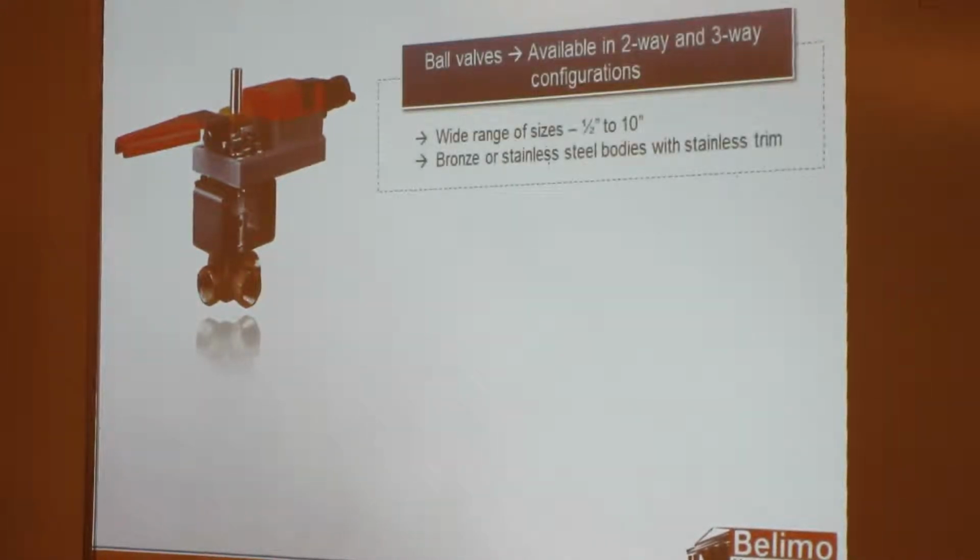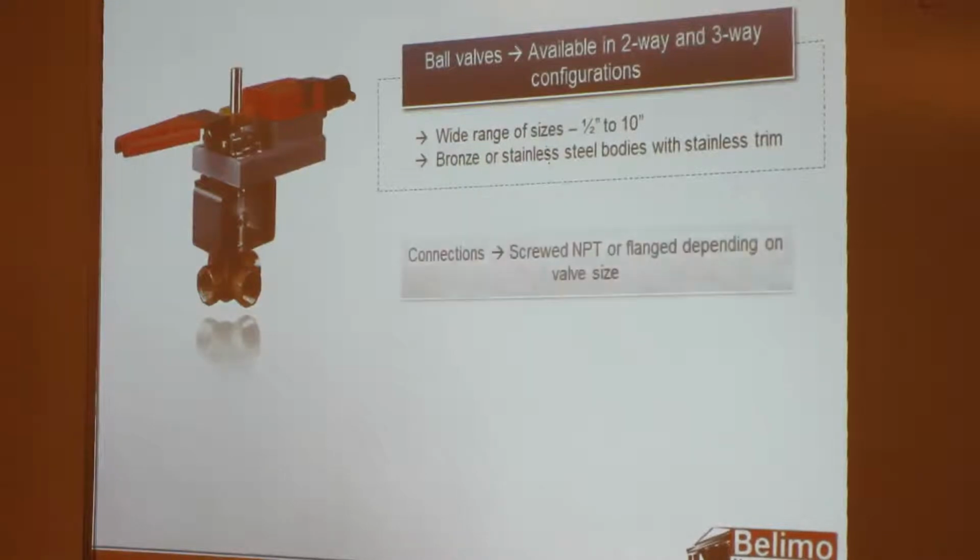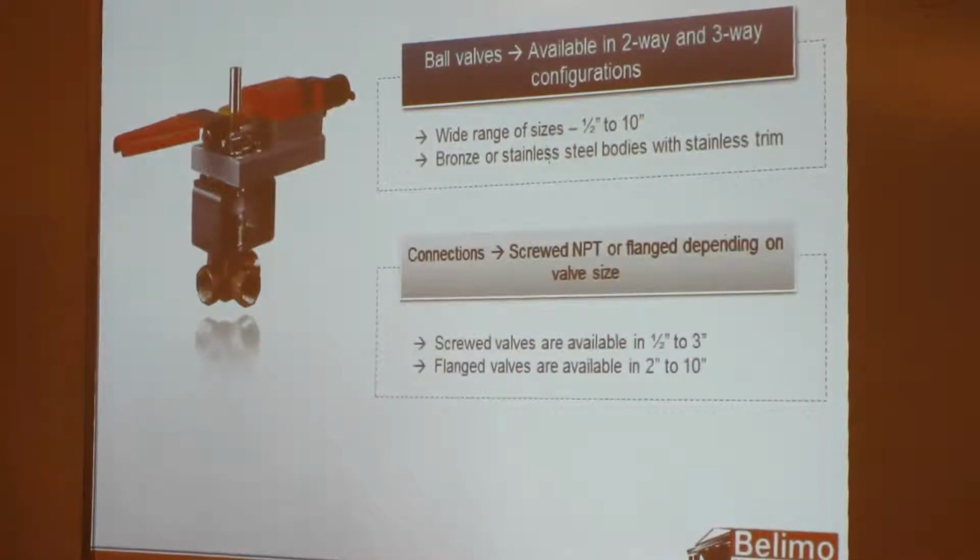So the ball valve that we showed first. It's a full ported ball valve. It's available in both 2-way and 3-way configurations. We have it available 1/2 inch through 10 inch, stainless steel or bronze bodies with stainless trim. Connections, we have them in threaded and flange, depending on the size. You can see down here where the flange starts, there's a little bit of an overlap.